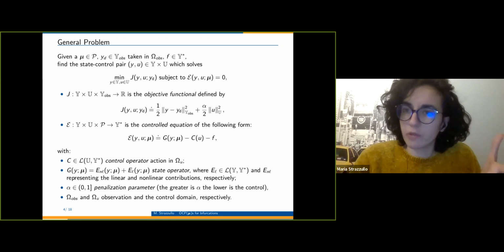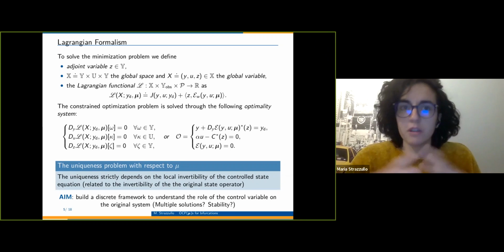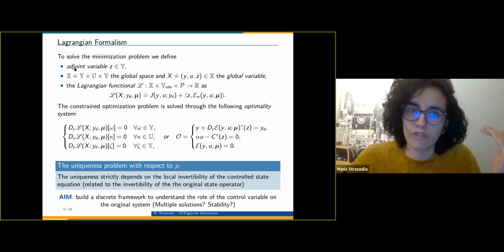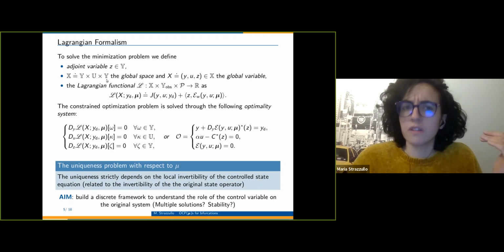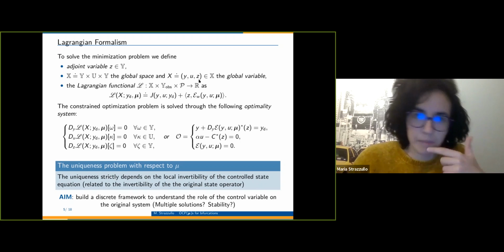Now, how can I solve this problem? Well, I can use the Lagrangian formulation. It's a classical approach. Basically, you define an adjoint variable in the state space. You build this global space, okay? And your global solution now is a triplet, given by the state, the control, and the adjoint.